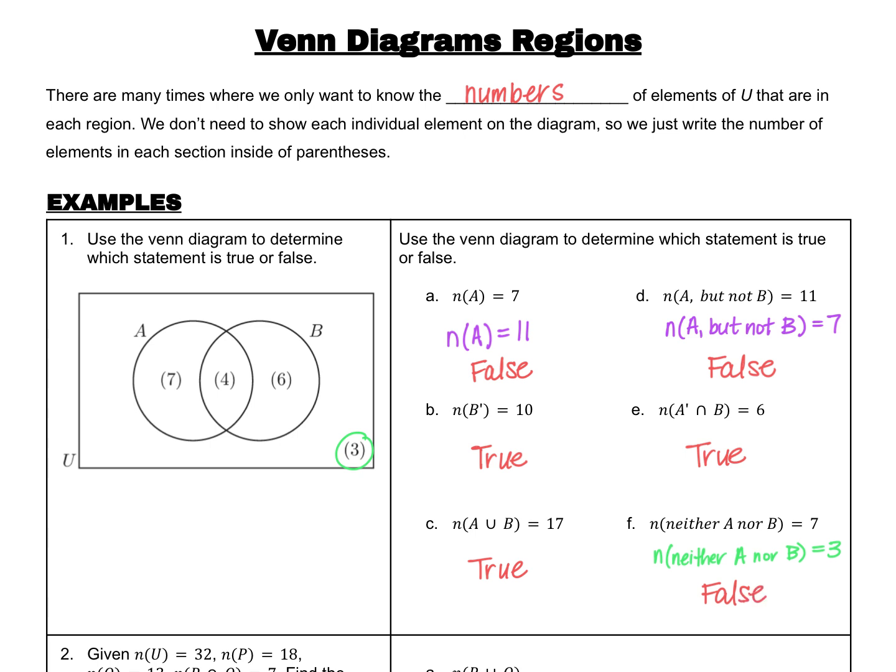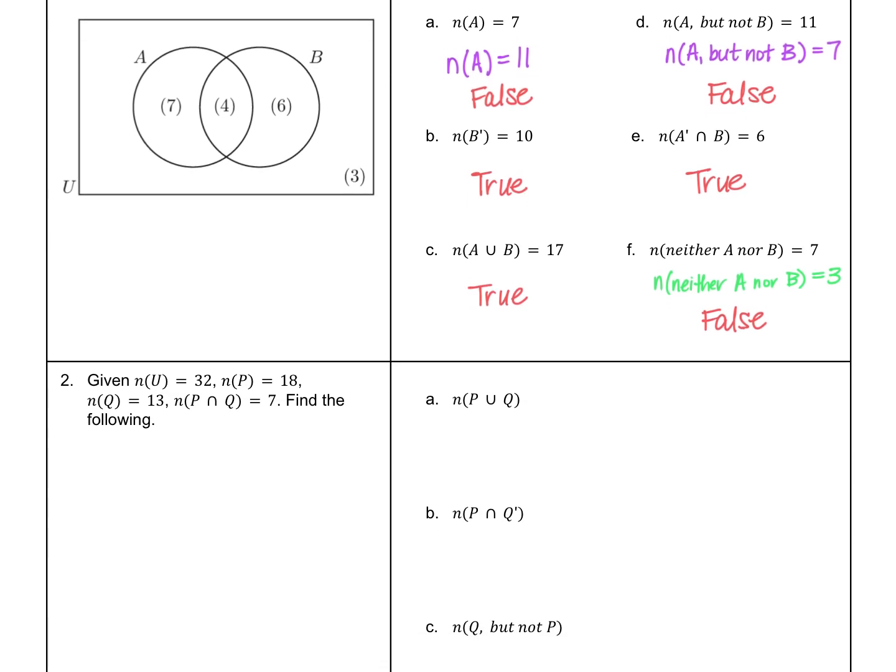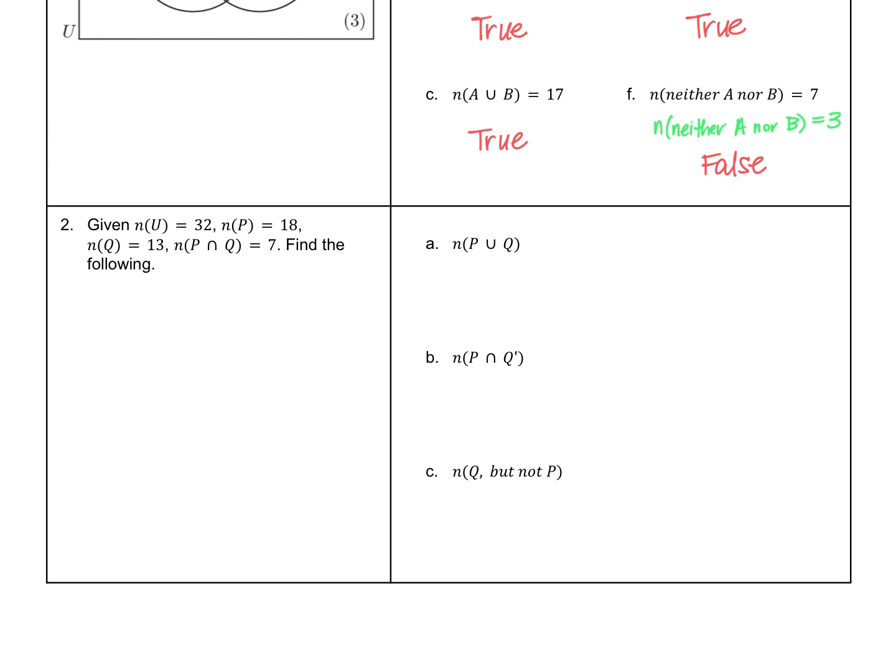All right. So let's look at example number 2. Example number 2 says, given that the number of elements in the universal set is 32, and that the number of elements that are in P is 18, and the number of elements that are in Q is 13, and the number of elements that are in P and Q is 7, we need to find the following.